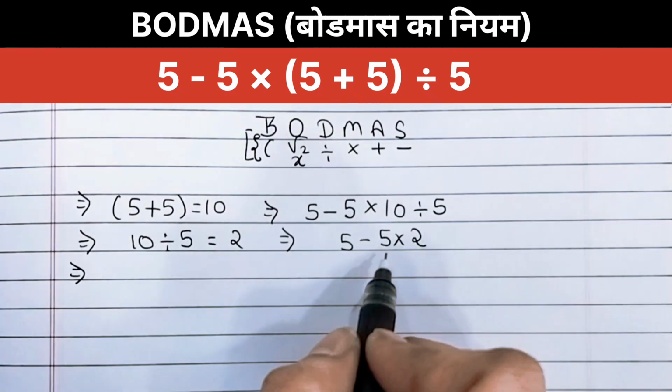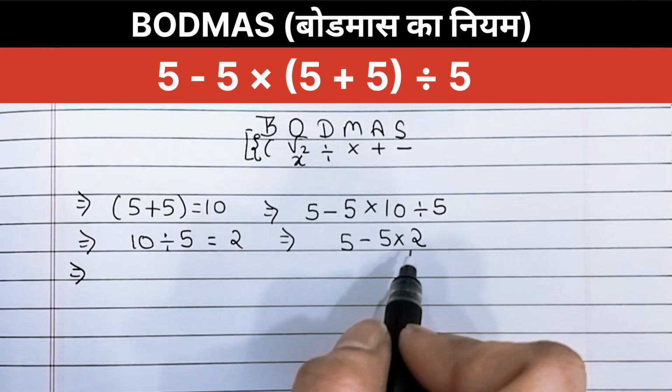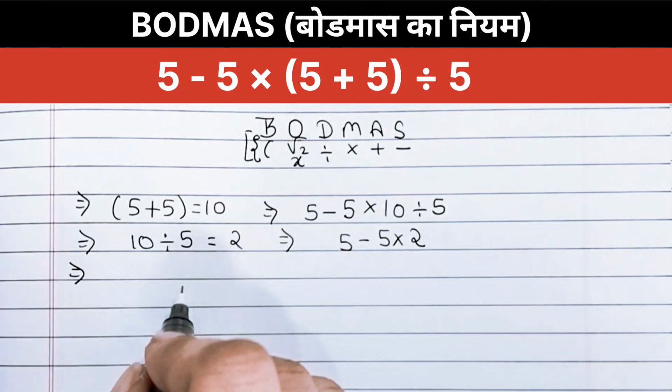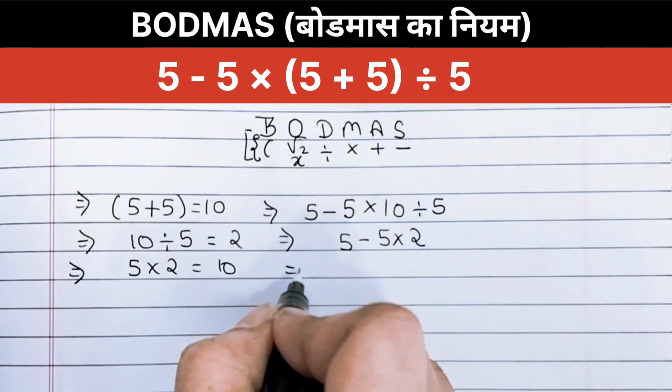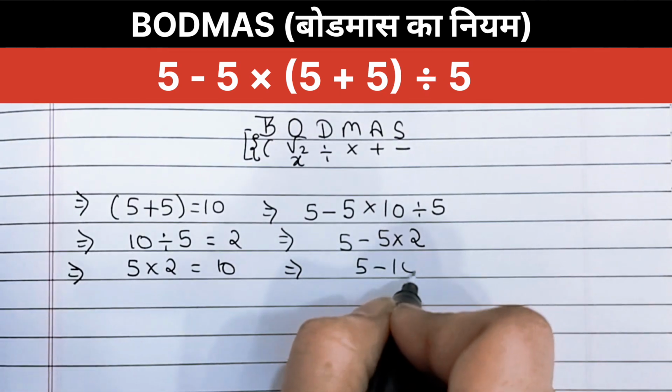Now, third step, multiplication. According to BODMAS, multiplication must be performed before the final subtraction. So, 5 multiplied by 2 equals 10, and now the expression becomes 5 minus 10.